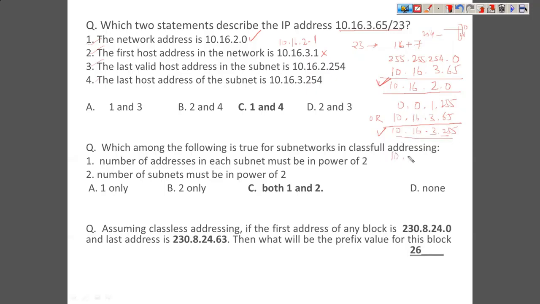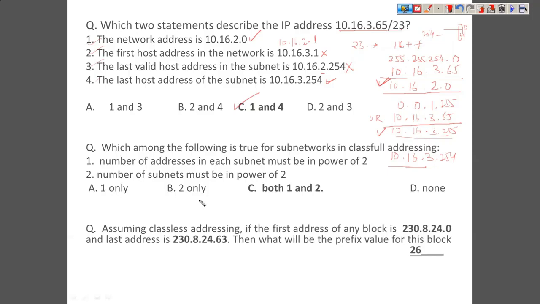So 10.16.3.254 is a valid host. So this option, 2.54, is not correct. The last host address of the subnet is 10.16.3.254. This is again correct. So we have 1 and 4 correct. So this is the answer.